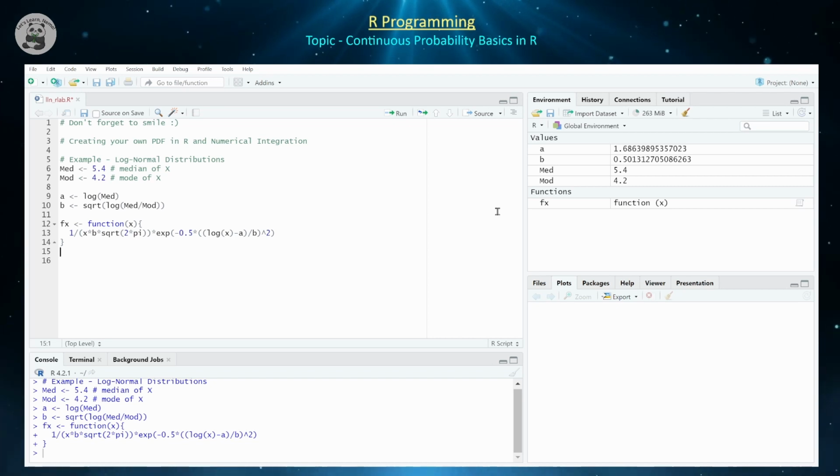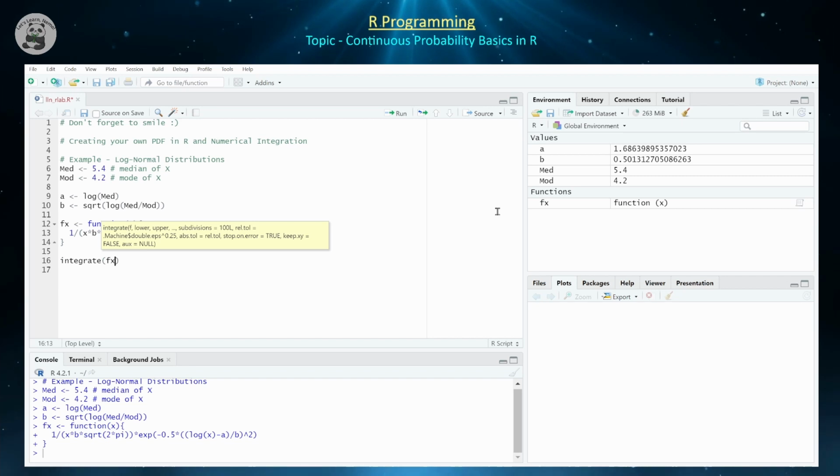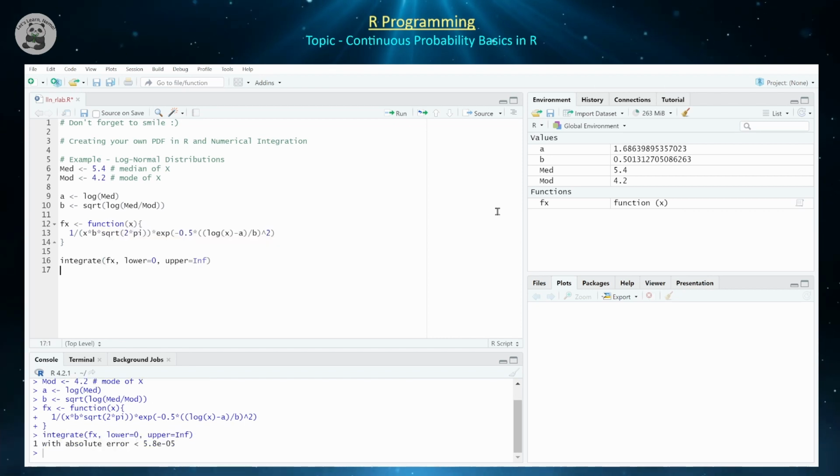So if everything is perfectly working well, then you should be able to integrate this function. For example, if we want to integrate this function f of x, and if you do know anything about the log normal PDF, then you should know that this is defined on the interval 0 to infinity. So if we integrate from 0 to infinity, which you can do via this line of code, then you should get a value of 1.